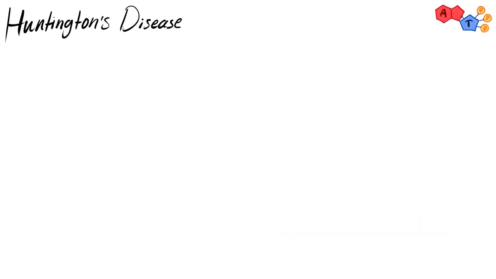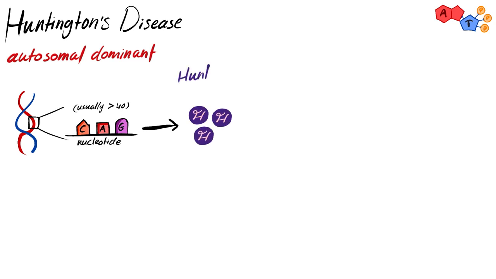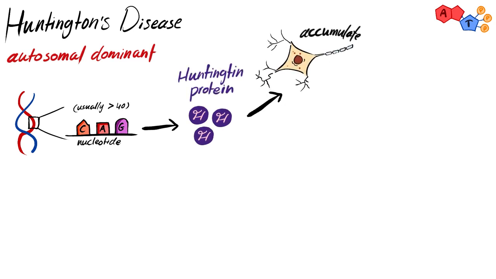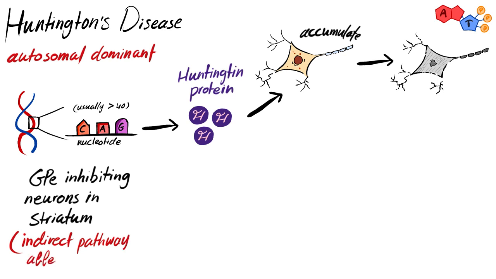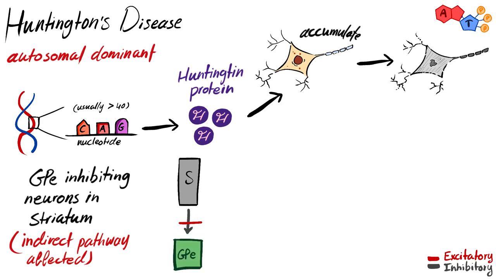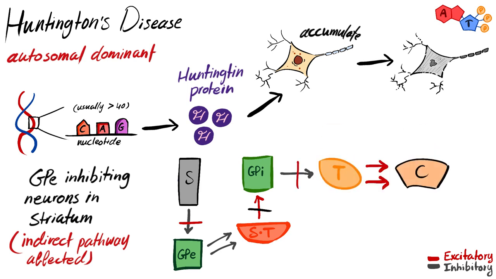On the other hand, Huntington's disease, which is an autosomal dominant disease, there will be an accumulation of a mutant Huntington protein. This protein will accumulate inside the neurons and causes their degeneration. Usually, the striatum neurons responsible for the inhibition of globus pallidus externa are degenerated, thus affecting the indirect pathway. Affected striatum will lead to decreased inhibition of globus pallidus externa. The globus pallidus externa is free to inhibit the subthalamic nucleus, so we will have less excitation of globus pallidus interna and less inhibition of the thalamus, consequently resulting in involuntary movements at rest.